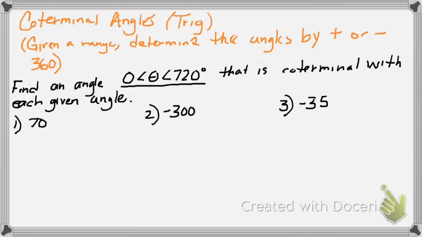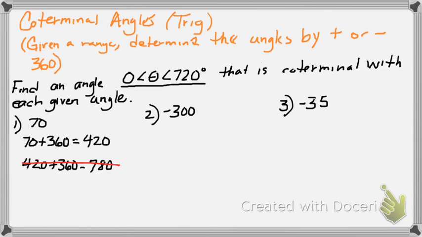To find the coterminal angles, I first do 70 plus 360, and that's equal to 420. Then I check. 420 is between 0 and 720, so I'm good. The next thing I see is if I can get another angle. So I'm going to try to add 420 plus 360. This time, I'm getting 780 degrees. Now, 780 degrees is outside of the range because it's larger than 720. So that would not be a coterminal angle in this range. So I can just cross that one out, and my answer would be 420.